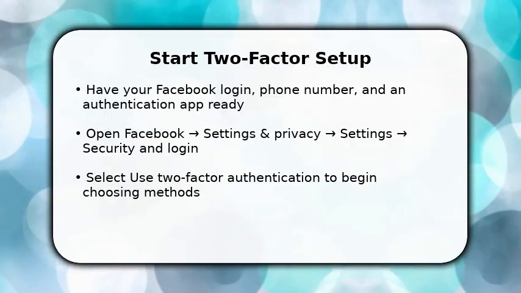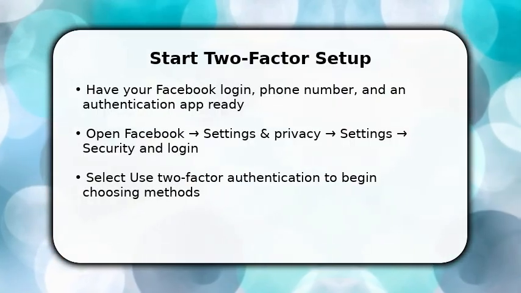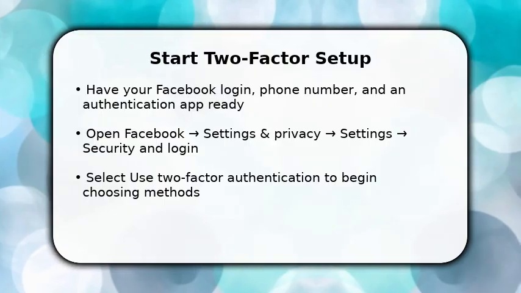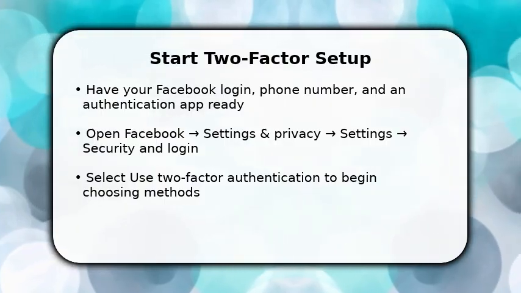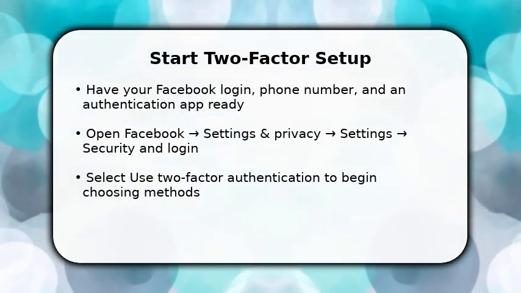Begin by tapping the option and selecting Authentication app or text message as your primary method. This first step locks in the channel that will send or generate codes.